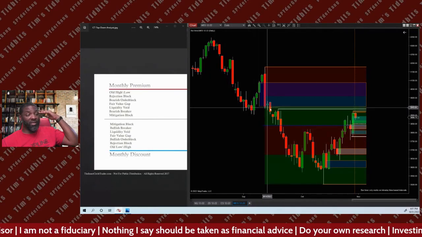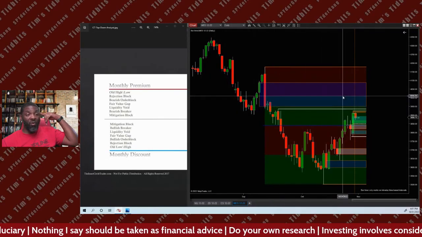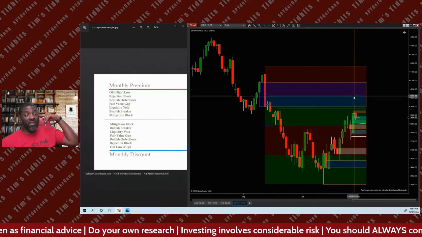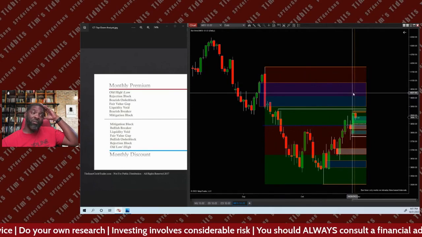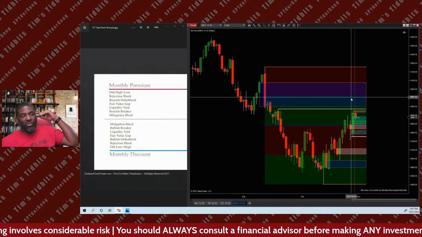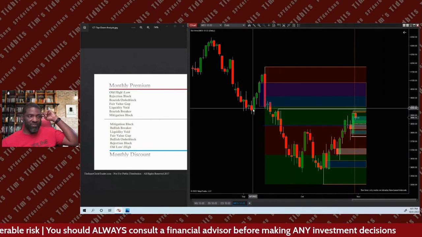You can say, okay, if we go all the way up into this weekly fair value gap, if we get a closure above 50% of this weekly fair value gap, I'm giving up the ghost on my swings for puts. You know what I'm saying?